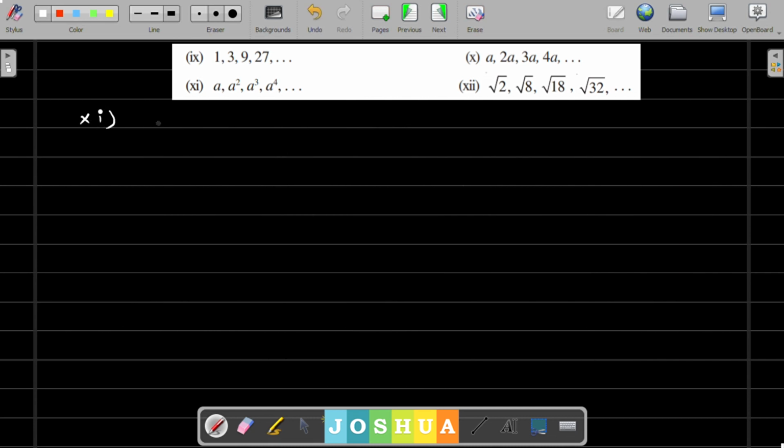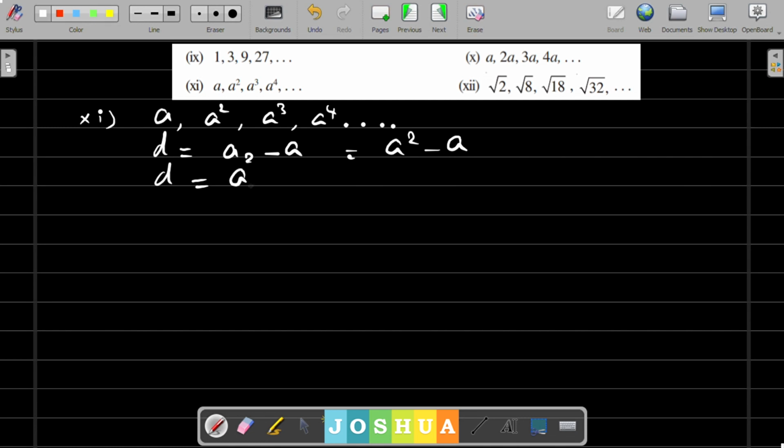So the 11th sum is given here: a square, a cube, a to the power 4. By looking at it you can say it's not an AP, but anyway we have to prove it in a simple way. Since these are powers of a, we can go for d equal to a2 minus a1, that is a square minus a. Okay, no need to calculate the value. The same way we go for the next difference, d equal to a3 minus a2. a3 is a cube and a2 is a square. So we already know a square minus a will not be equal to a cube minus a square.